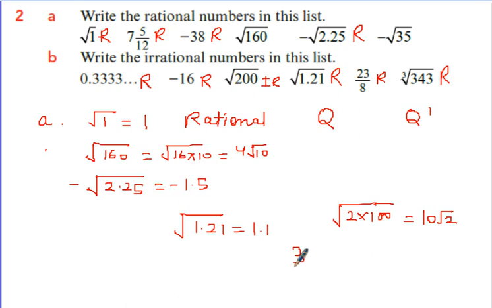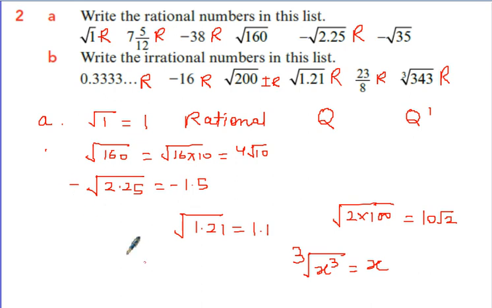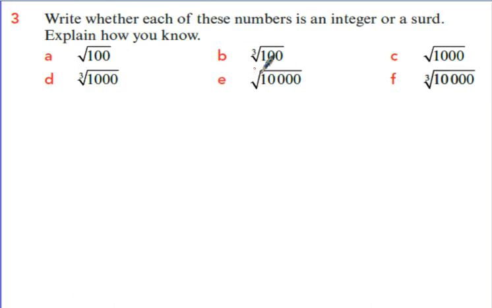See, any cube root, like the cube root of x cubed, will get removed and you will get x. So same thing here we are getting. Let us move further. I hope you are following me. So in B part we found only one answer, and which is root 200, is only irrational. Here, write whether these numbers are an integer or a surd.